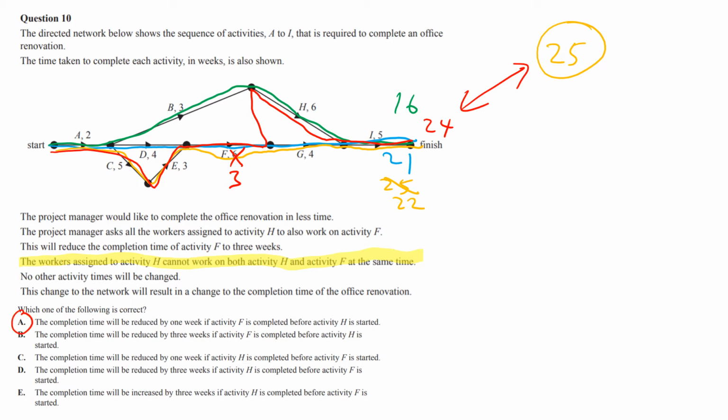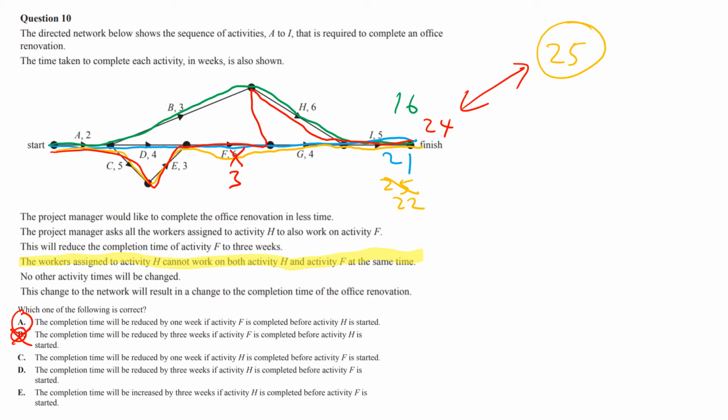If you do F then H, even by reducing the F by 3, the total time has only been reduced by 1. And so A is the correct answer. That means B is wrong because it says if you do that, it'll be 3. A lot of people did that because they looked at this 22 compared to the 25 rather than the 24 compared to the 25. All right, it's question 10, it's the last question, so it's going to be a bit tricky.